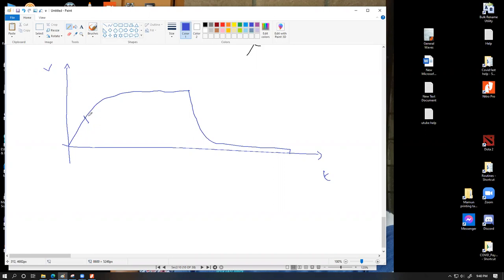Beyond this point, the graph starts to visibly take a curve. So it means the person is still accelerating because the velocity is going up, but the gradient is decreasing. So the person is accelerating at a decreasing rate. So his acceleration is slowly becoming less.